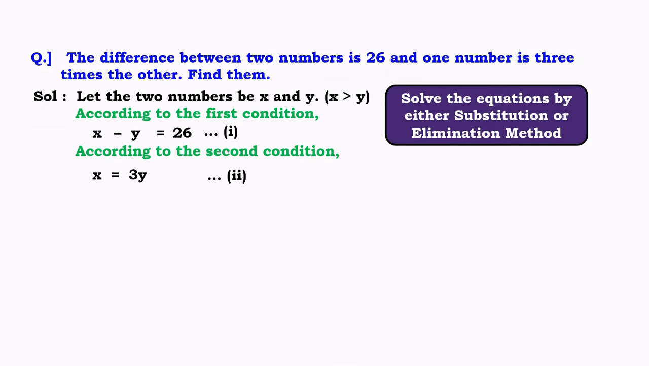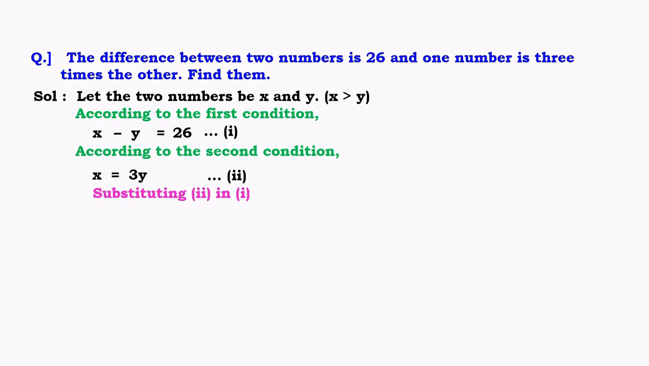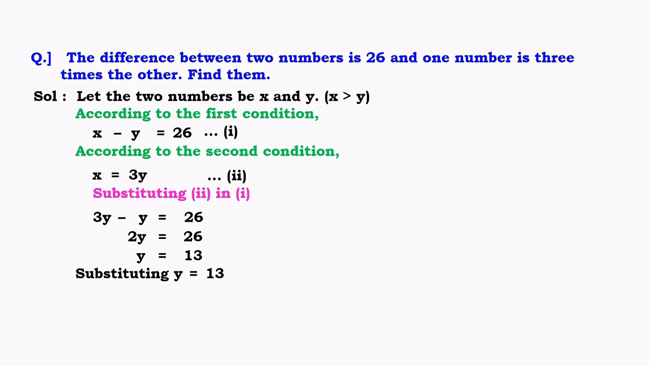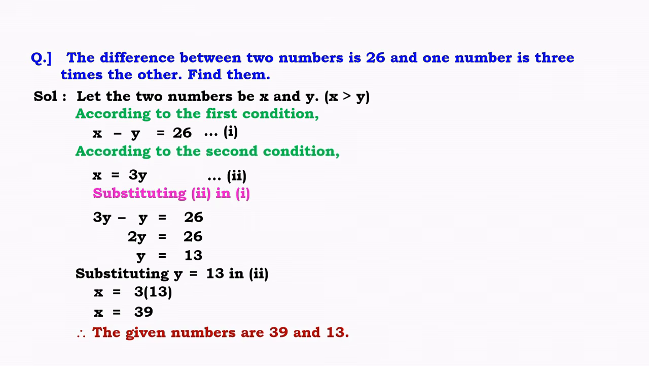Now, let us solve the equations. Substitute the value of x from the second equation into the first equation. So, we get 3y minus y equals 26. 2y equals 26. So, y equals 13. Now, substitute y equals 13 in the second equation. x equals 3 into 13. So, x equals 39. Therefore, the two numbers are 39 and 13.